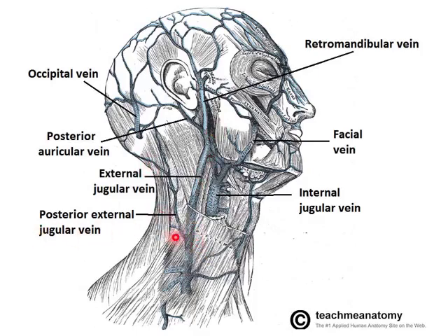Here I see the posterior external jugular. I might see a transverse cervical. I might see a suprascapular vein. All drain into this external jugular that drains into the subclavian vein.